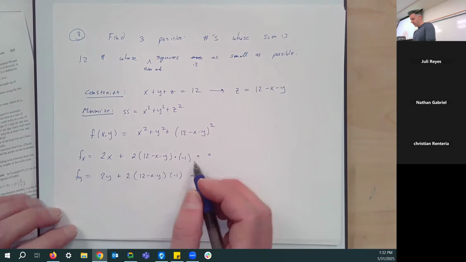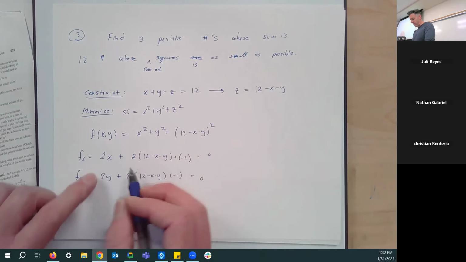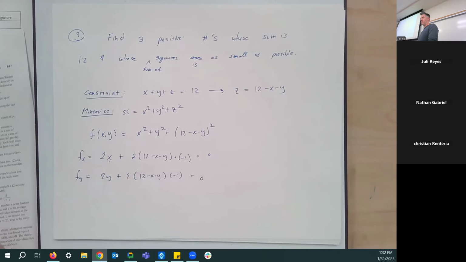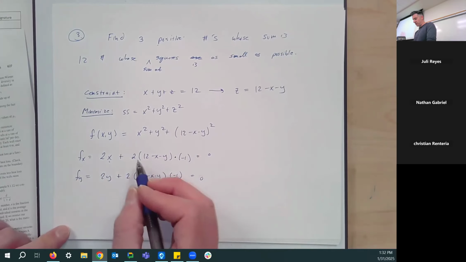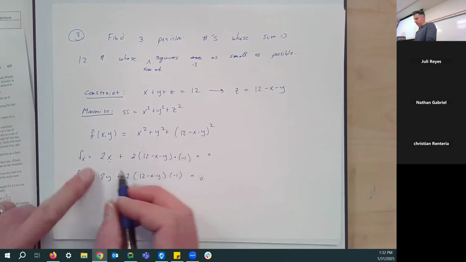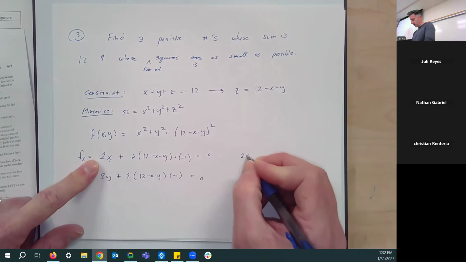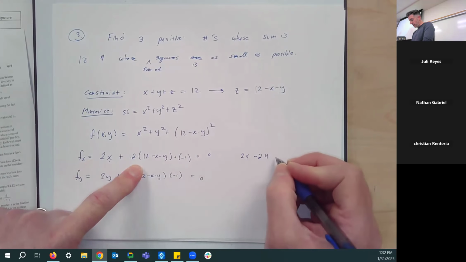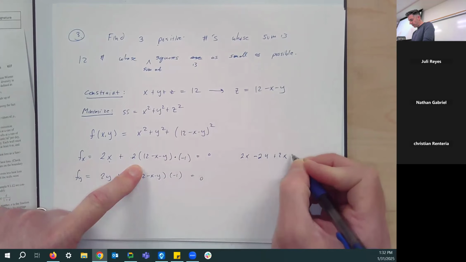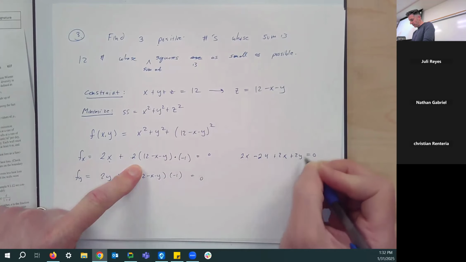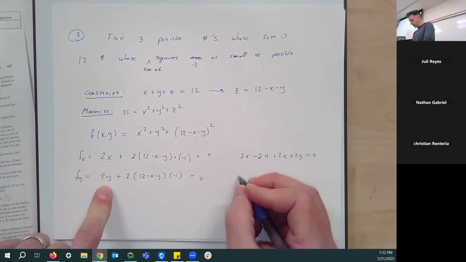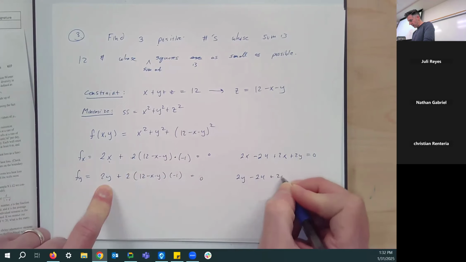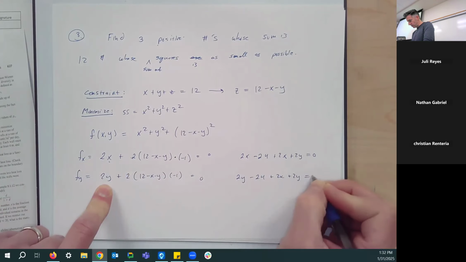Let's see what we get if we simplify this a bit. I have 2x, and don't forget the -1 here. You know what would have been smarter to do? Well, it's too late now. It would have been to say this is a -2 times all that. So I have 2x minus 24 plus 2x plus 2y equal to 0. And I have the same thing down here, essentially: 2y minus 24 plus 2x plus 2y equal to 0.